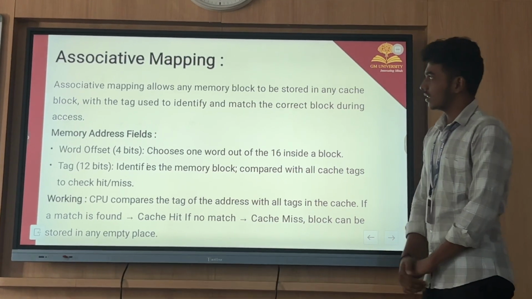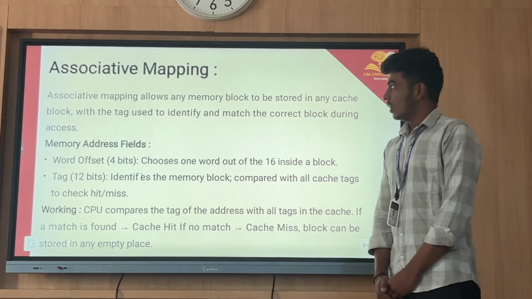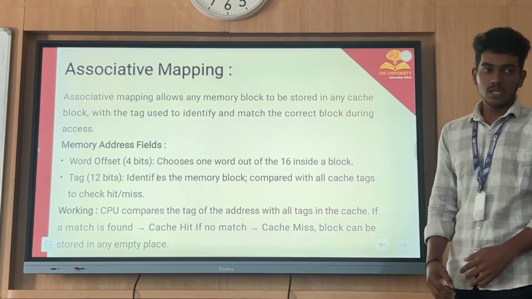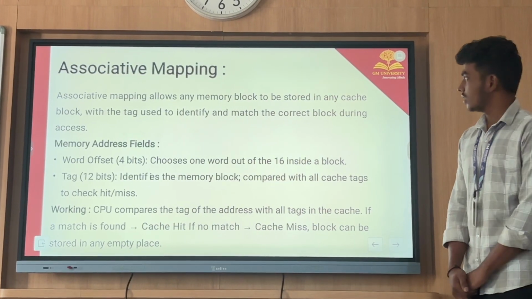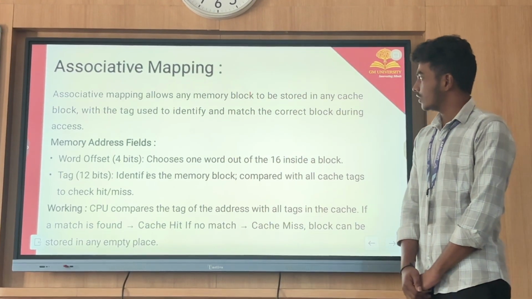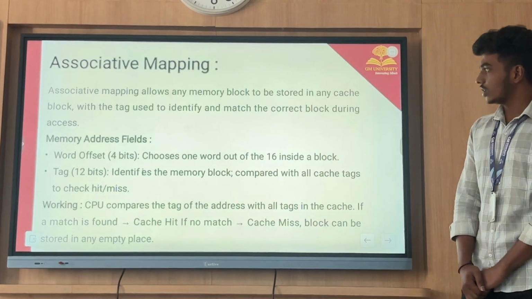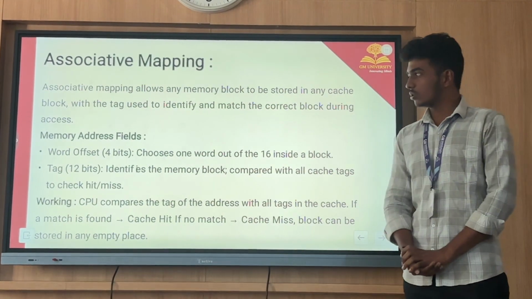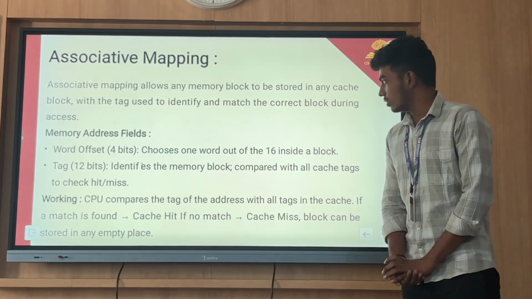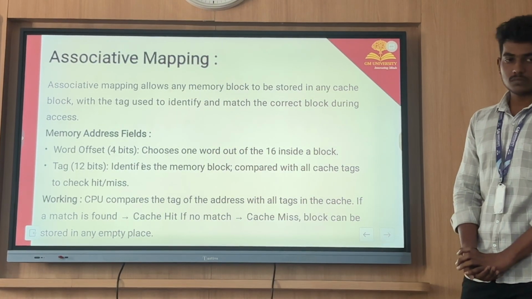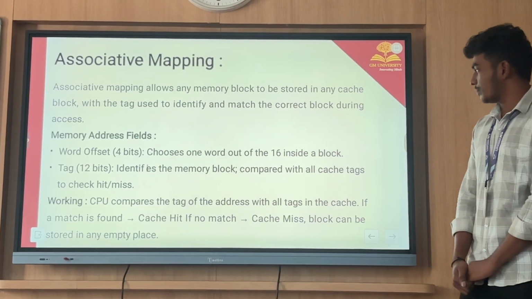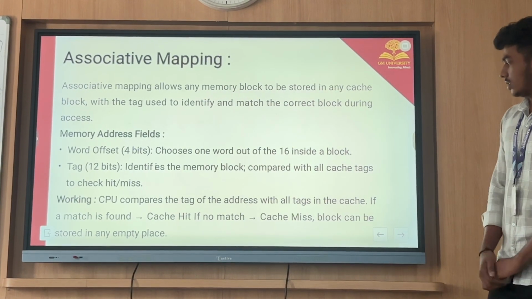I will be explaining another type, associative mapping. Associative mapping allows any memory block to be stored in any cache block, with the tag used to identify and match the correct block during access. The memory address is divided into two parts. One is the word offset, which consists of 4 bits and chooses one word out of the 16 inside a block. The tag consists of 12 bits and identifies a memory block, compared with all the cache tags.